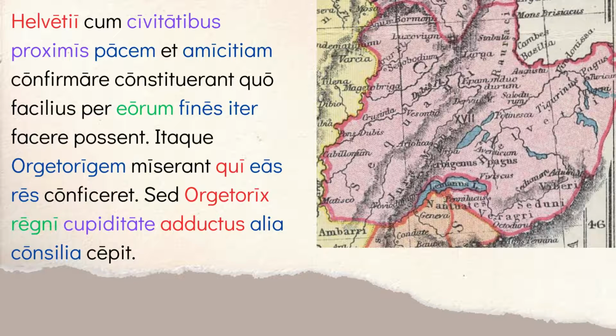Then you have the final line. You have said Orgetorix, regni cupiditate adductus alia consilia capit. Okay, but Orgetorix, and he's described as adductus, so having been led on, right? It's a perfect passive participle, so led on by the desire, cupiditate, there's the ablative, right? Going with the passive participle, by the desire of a kingdom. So you have sort of a side thought. You're ending by saying Orgetorix, having been led on or kind of influenced by the desire of a kingdom, alia consilia capit, he formed or he made other plans, right?